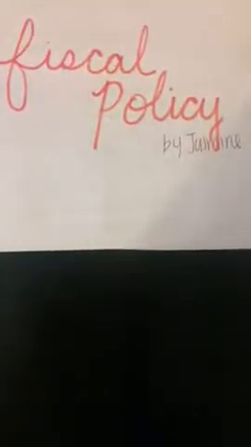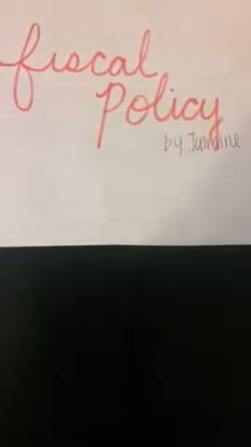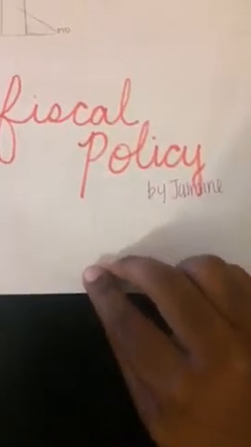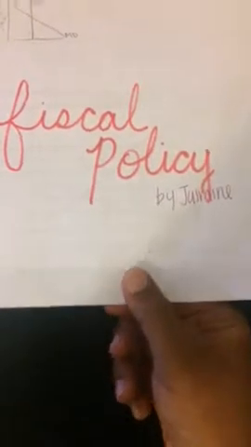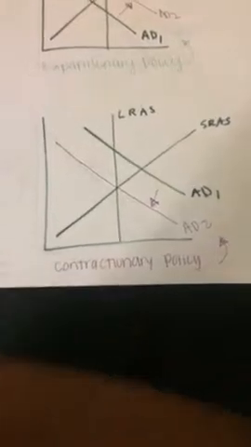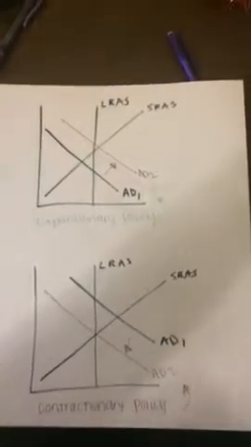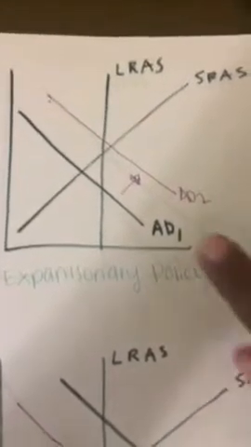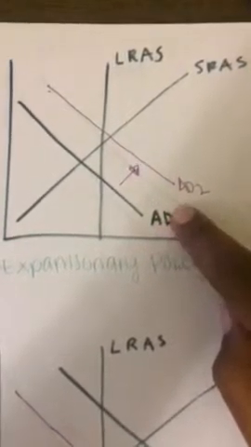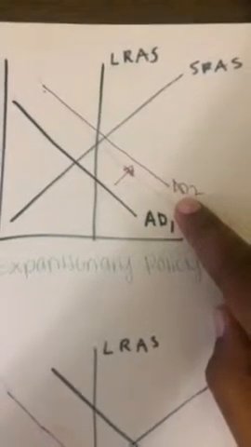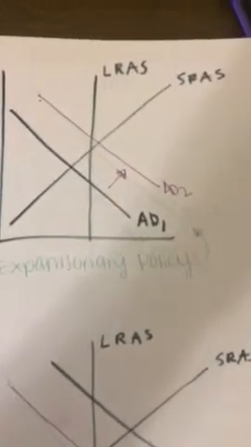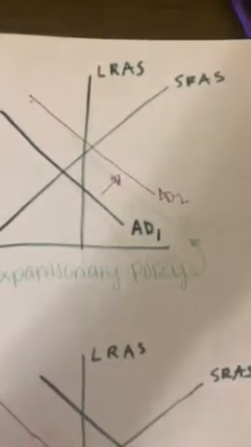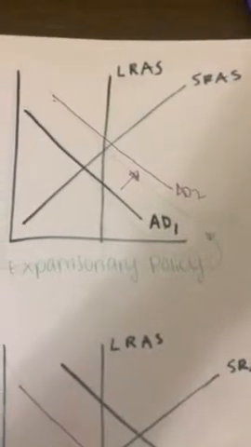Fiscal policy is the setting of levels of government spending and taxes by policymakers. There are two effects that fiscal policy has on aggregate demand, and they're shown here. In this first graph, expansionary policy, we see that the aggregate demand curve is shifted to the right. The expansionary policy is used to increase the real GDP or production.